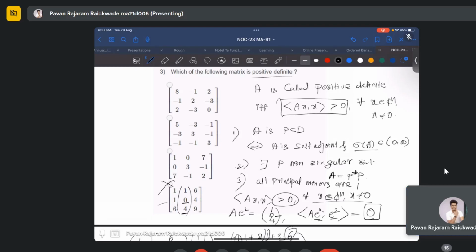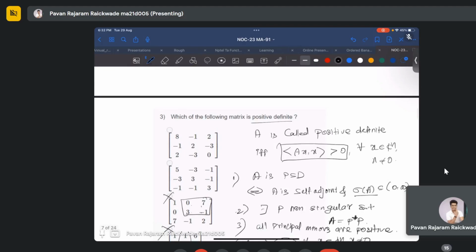So 0, 3, 7 minus 1, then if the modulus is negative, so the third option is not correct, the determinant is negative, defined. Right? 0, 3, 7 minus 1. This one you're saying. Yes, correct. So it's a negative modulus. So this is also the third option, this is also the wrong option.